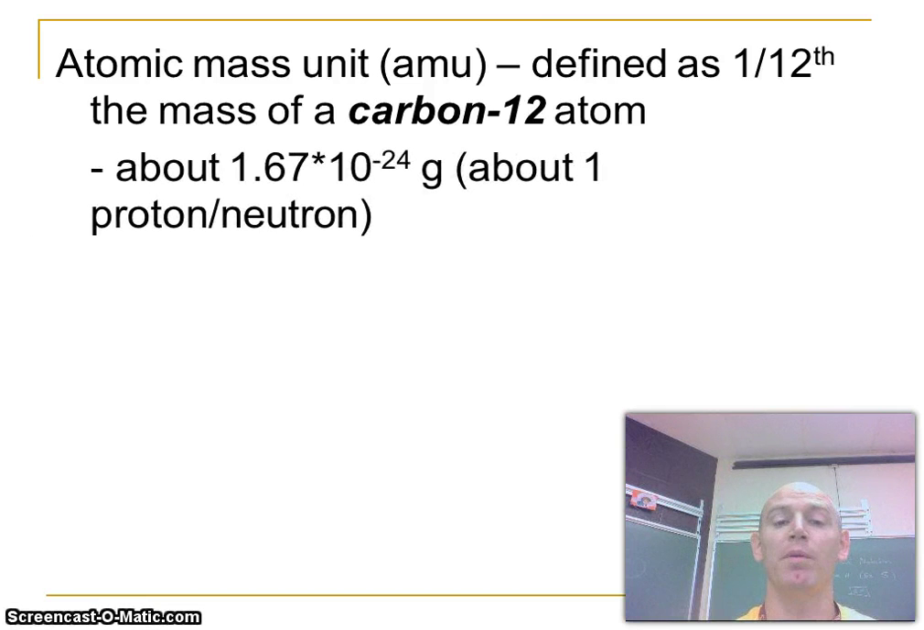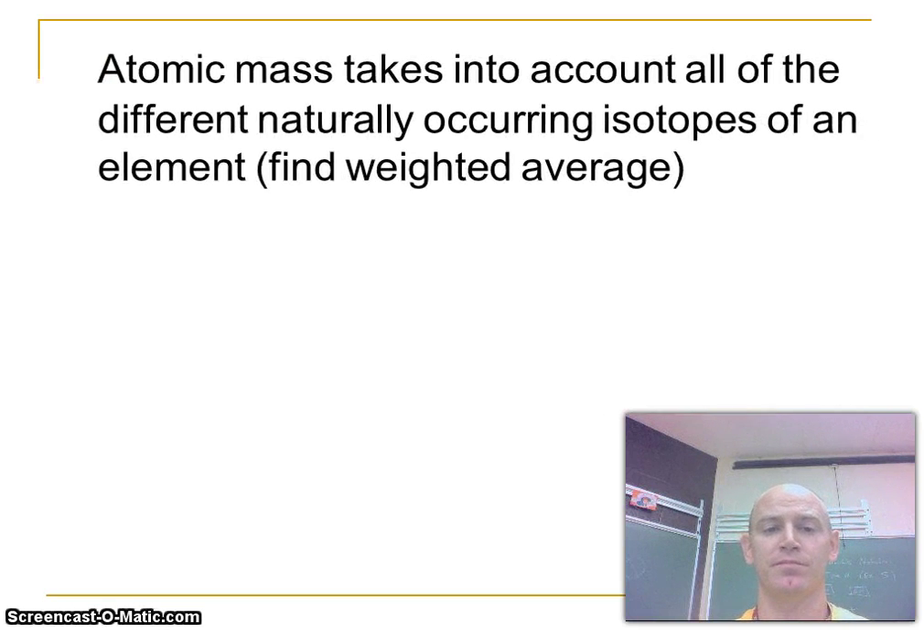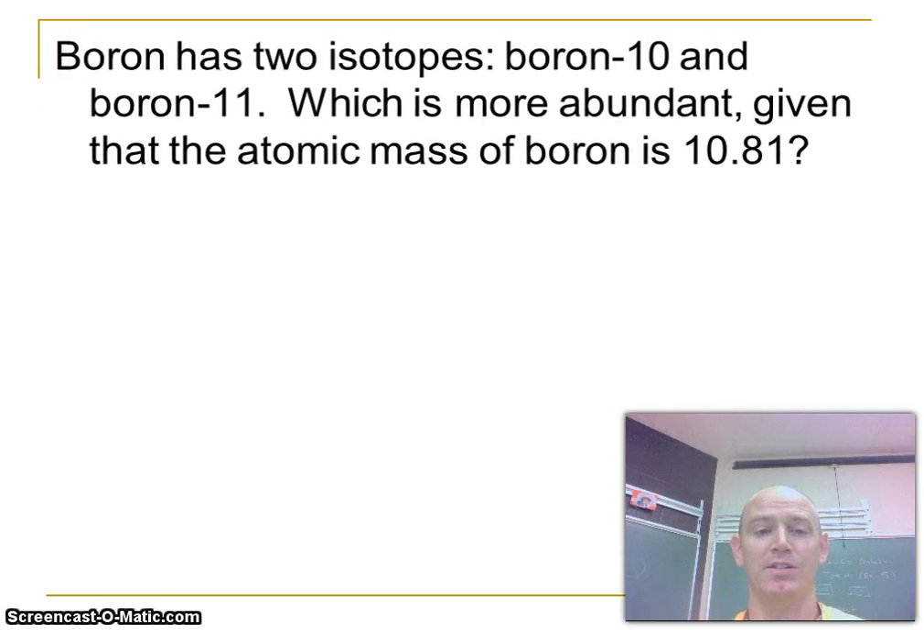So it's about 1.67 times 10 to the negative 24th grams, which is roughly the mass of a proton or neutron, which makes sense because protons and neutrons make up the vast majority of the mass of an atom. So 1/12 of a carbon 12, which has 12 protons and neutrons, should be about the mass of a proton or neutron. And like we said, atomic mass takes into account all of the different isotopes, so it's an example of a weighted average. And we're going to do some calculations here with average atomic mass.